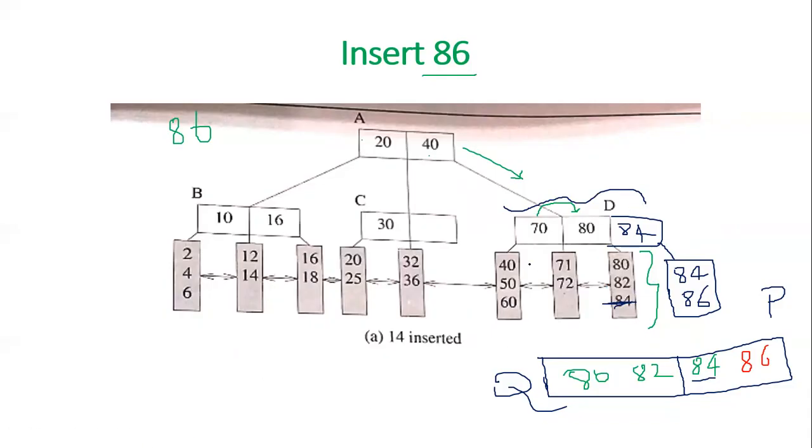B tree of order 3. It's a B plus tree of order 3. It means all the index nodes can have a maximum of how many keys? They can have only two keys. They cannot have more than two keys.